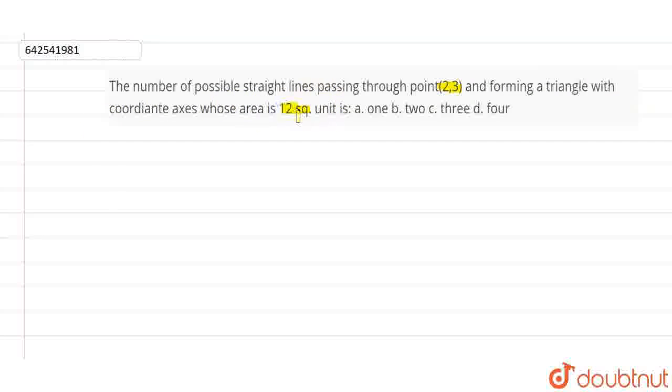Okay, so basically what we have to do is first make a line which is passing through (2, 3) and forming a triangle with the coordinate axes. Then the area is given to us, and we have to find out how many lines and how many cases are possible.